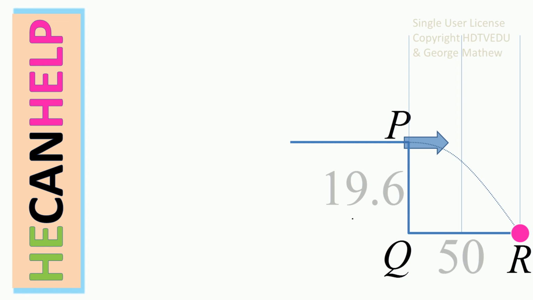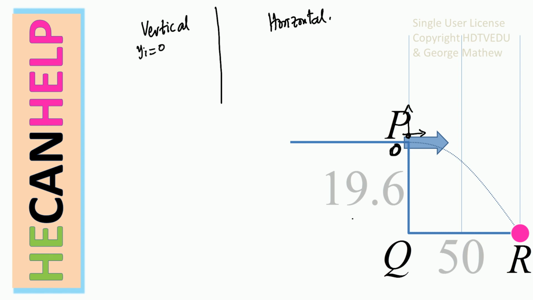So we have to resolve this into vertical and horizontal. Let's assume that we have our origin here. So with respect to the origin, what is the initial position? It is 0. At point P, it is 0.